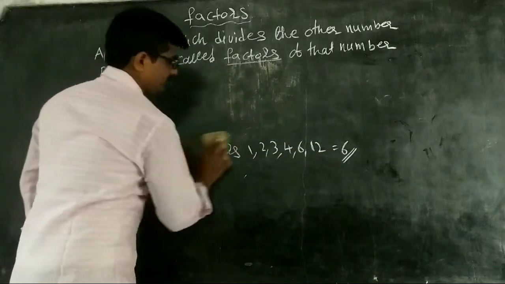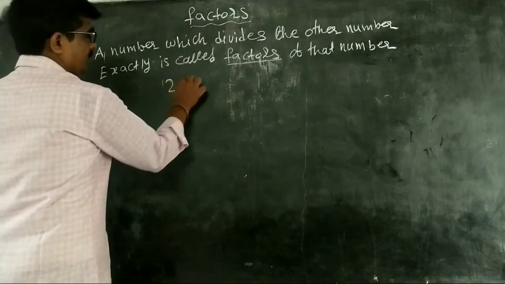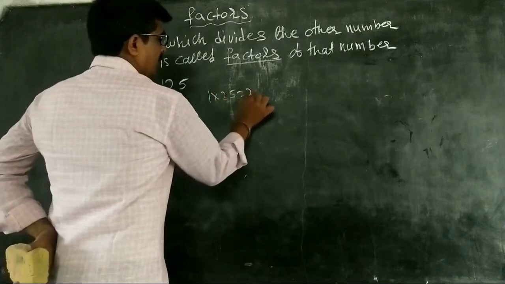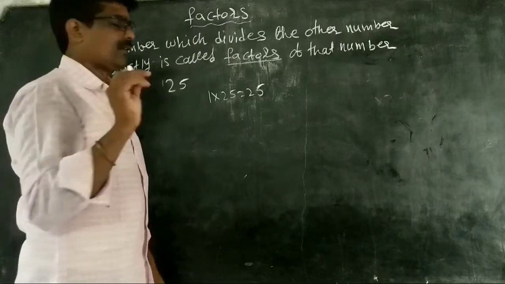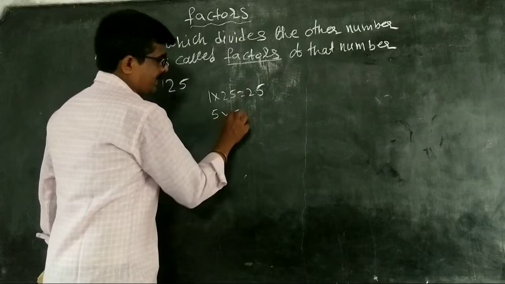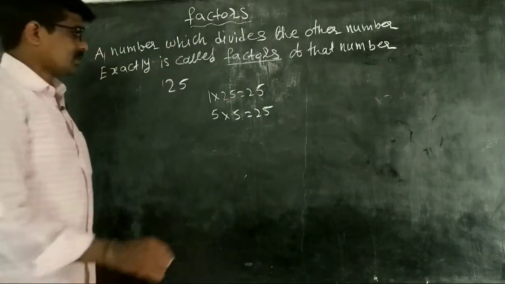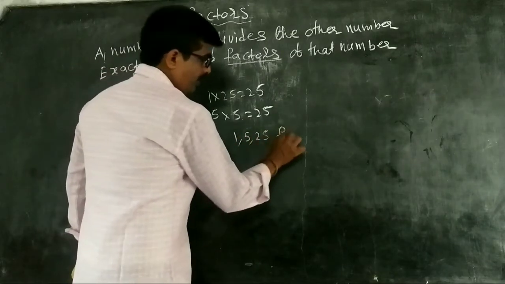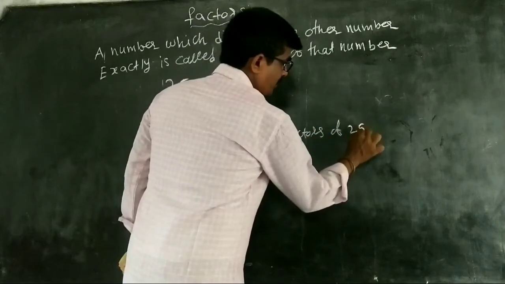Next, I am writing another number, 25. 1 times 25 is 25. For every number we write 1 times that number. Next, 5 times 5 is 25. So 1, 5 and 25 are the factors of 25.